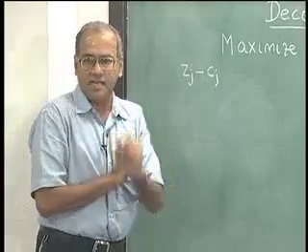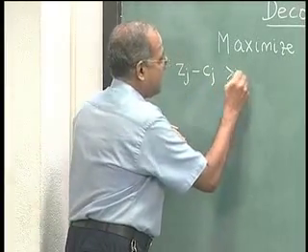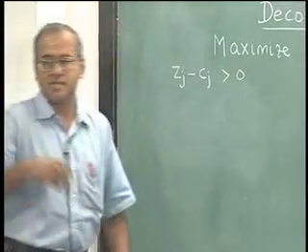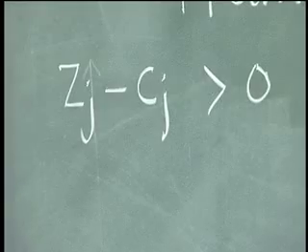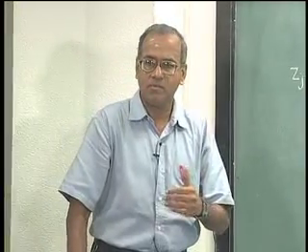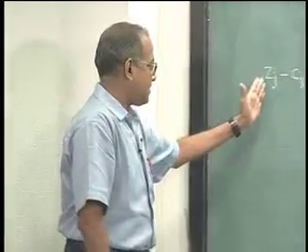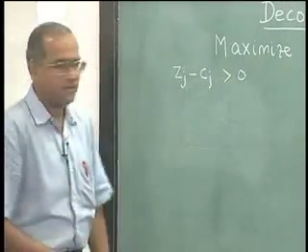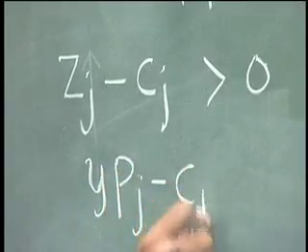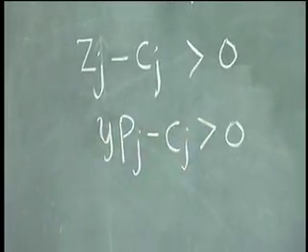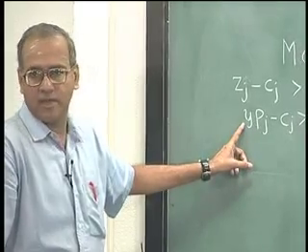So if there is a corner point j whose Zj minus Cj is greater than 0, then such a j can enter. Now what is Zj? Zj is always equal to CB B inverse Pj. So that will be equal to y Pj minus Cj greater than 0, where y is the associated dual variable.